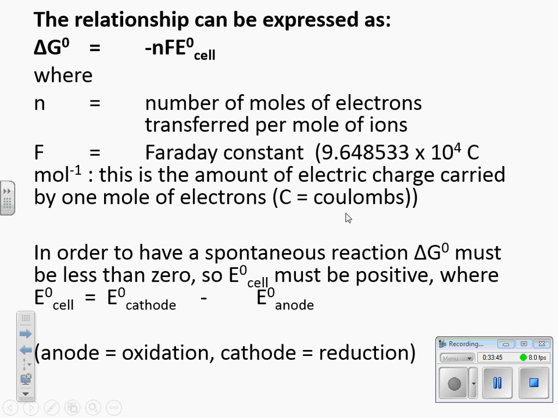Coulombs. Strange word, but coulombs per mole. It's the amount of electric charge carried by a mole of electrons. All right, so 1 mole of electrons will carry 9.648533 times 10 to the 4 coulombs of charge. All right, now we're multiplying that. So what we're getting there, N times F, is giving us the total amount of charge in the electrons that we are transferring. The minus is another matter.